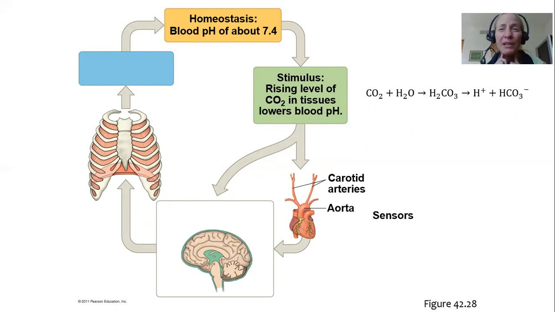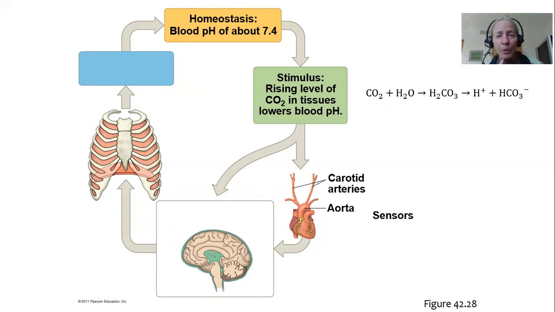So why does it make sense that your carotid arteries are going to be particularly sensitive to pH? Well, this totally makes sense because your brain needs a lot of oxygen. And the last thing you want to do is deprive your brain of oxygen. So you want to pay attention to oxygen levels.